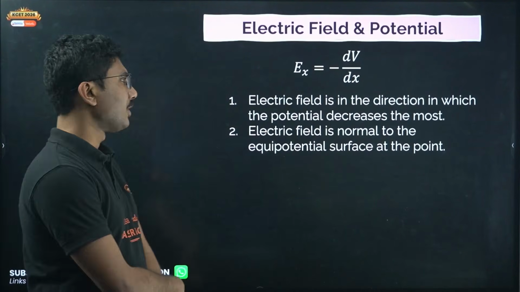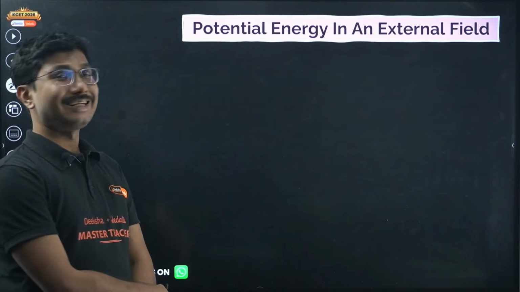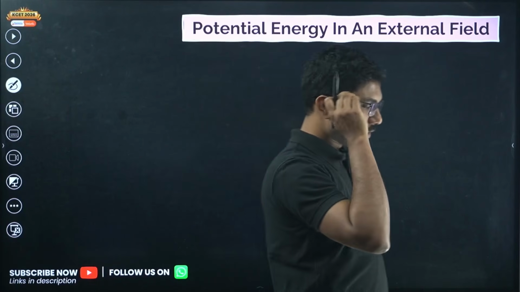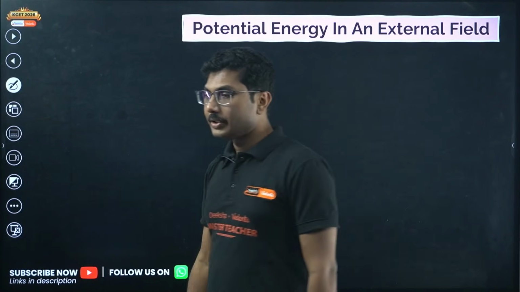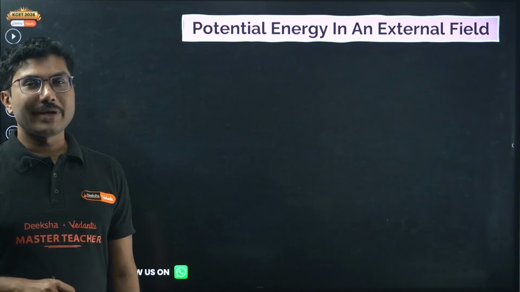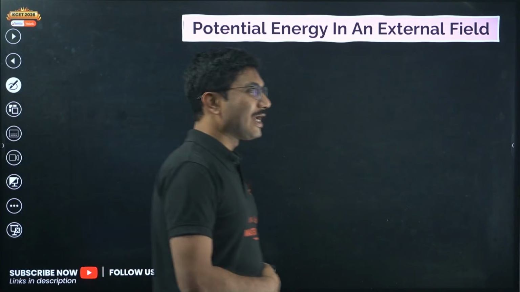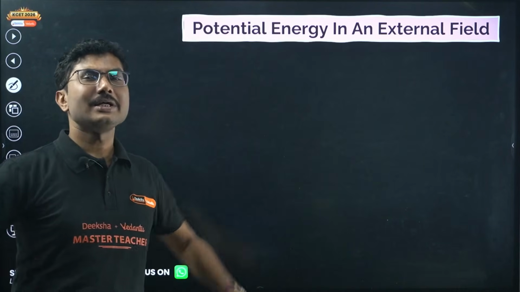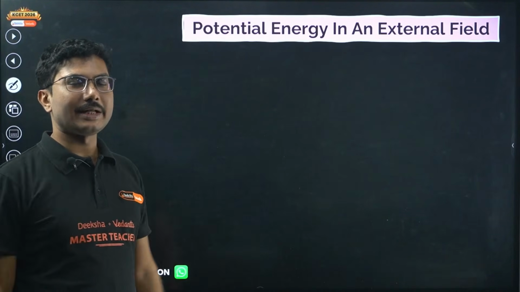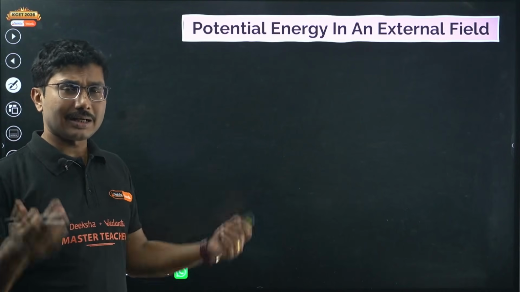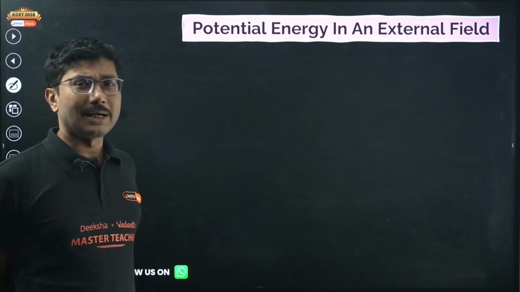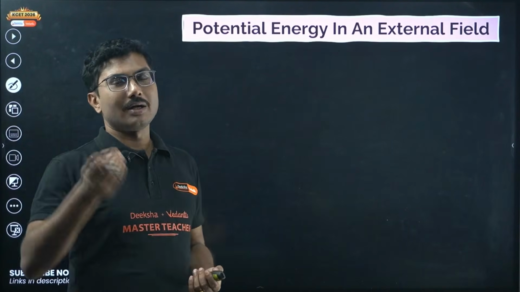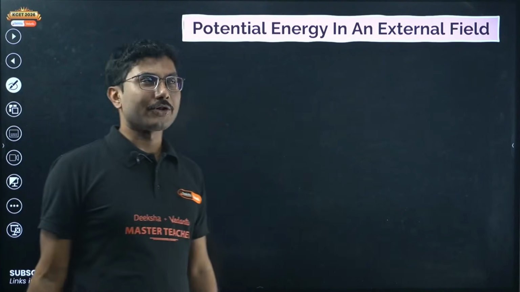I already mentioned it. Next, potential energy in an external field. Now, so basically what we have done, we started with potential energy, then we traveled into potential. Now again we are going back to potential energy, but we have removed all the charges. We are only now focusing on external field. External field means some electric field is already established due to some current carrying conductor, due to some capacitor. There are multiple ways to establish an electric field. So some electric field is there and you are placing a charge in that. So what will be the potential energy of that?